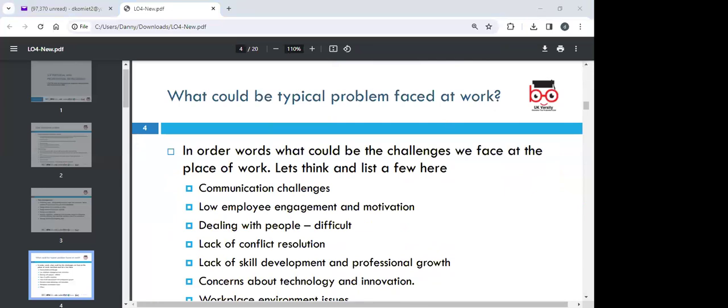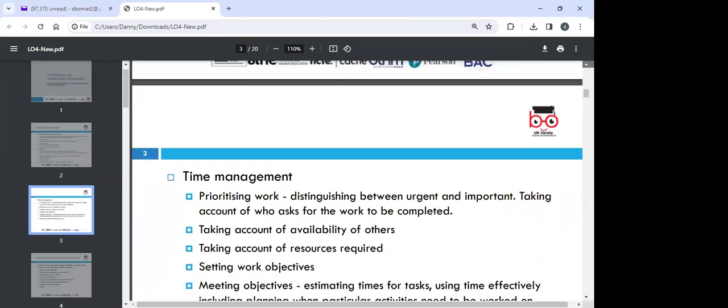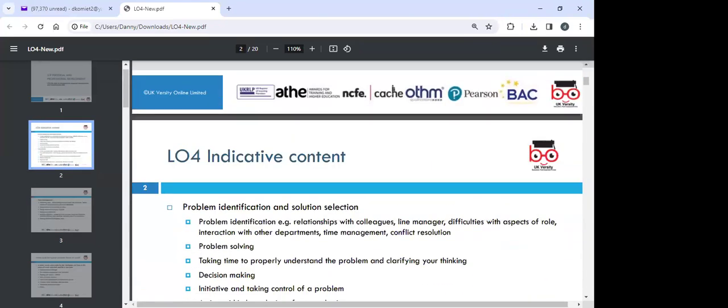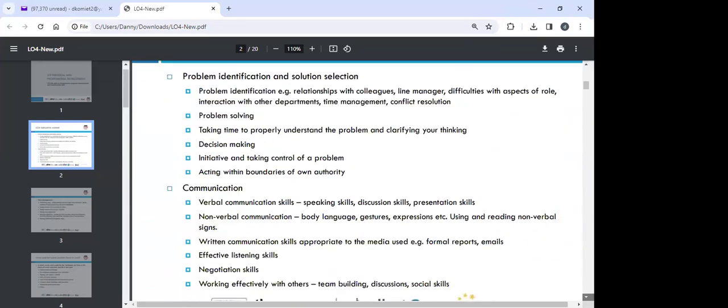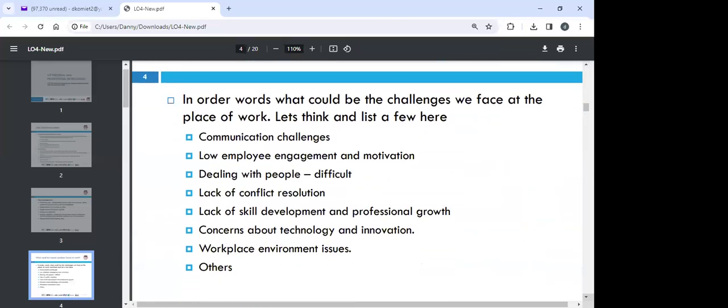problem finding. What could be a typical problem faced at the workplace? What might be the typical problems? Maybe communication problems. In other words, what could be the challenges that we face at the workplace? So definitely communication challenges is the first thing that we face. Second is low employee engagement.